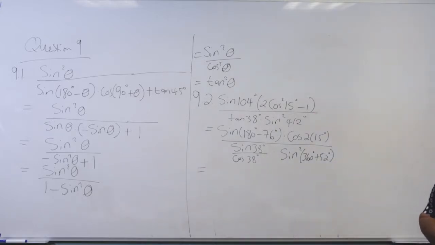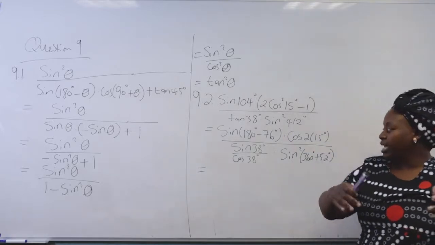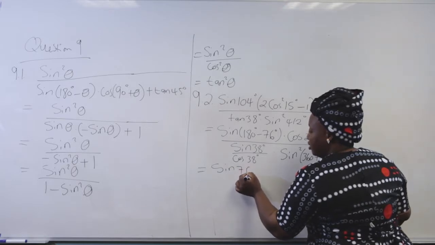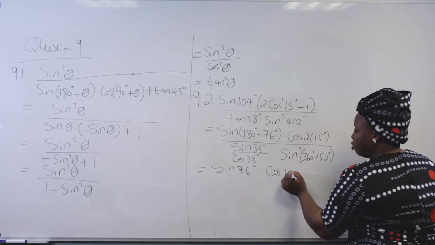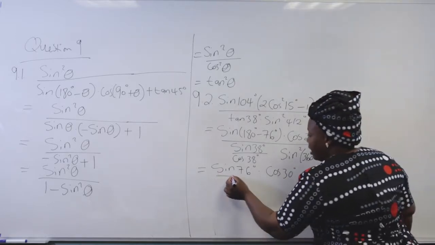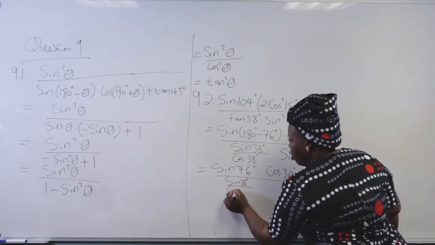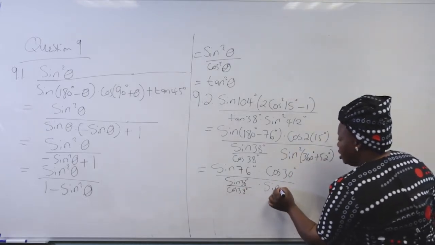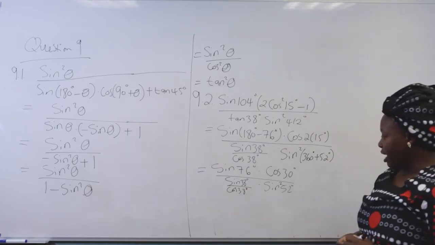Okay, sine of 180 minus 76 is in the second quadrant. So it means that we'll end up with a positive sine 76. So this is sine of 76 degrees multiplied by cos of 30, because 2 times 15 will give us 30, and divide this by sine of 38 divided by cos of 38 multiplied by sine squared of 52. So that's what we have at the end of the day.